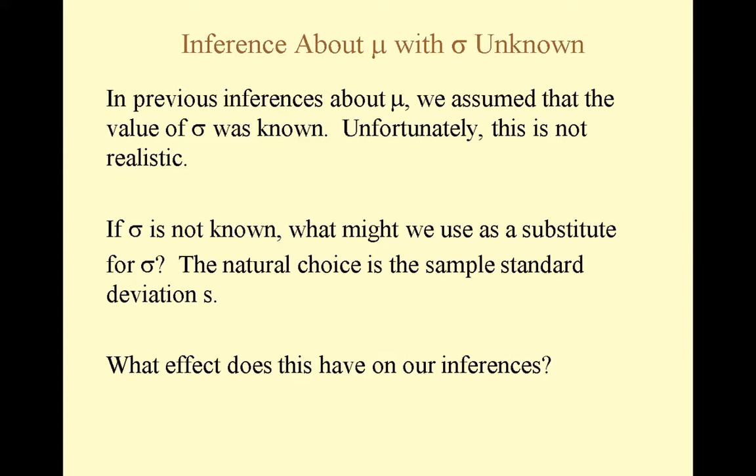Suppose we want to make an inference about mu when sigma is unknown. Remember, in previous inferences about the mean, we assumed that the value of sigma was known. Unfortunately, this is not realistic. Actually, to calculate sigma, you must know the value of mu. So if sigma is not known, what would be a reasonable substitute for that population standard deviation? Well, the natural choice is the sample standard deviation. So what effect does replacing sigma with S have on our inferences?